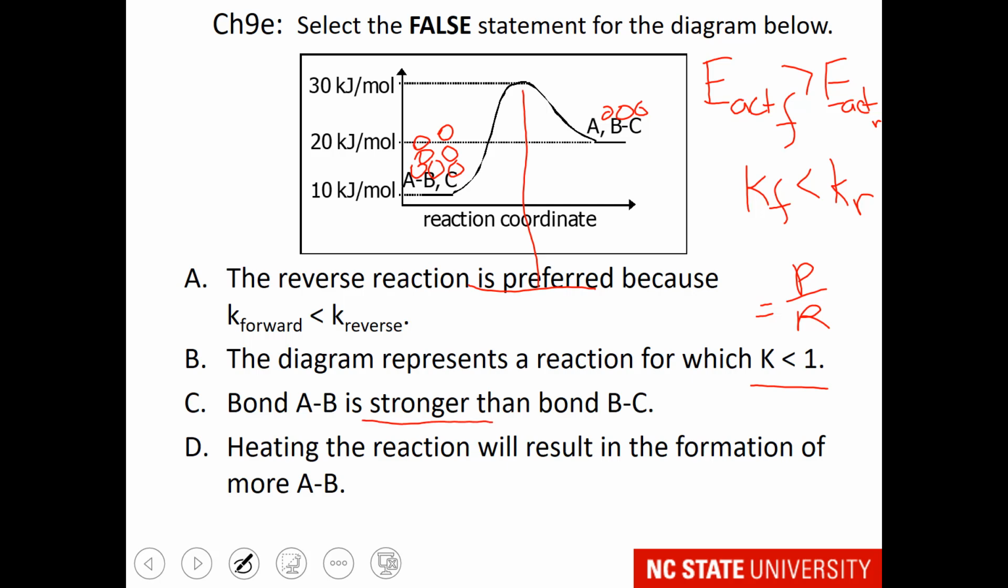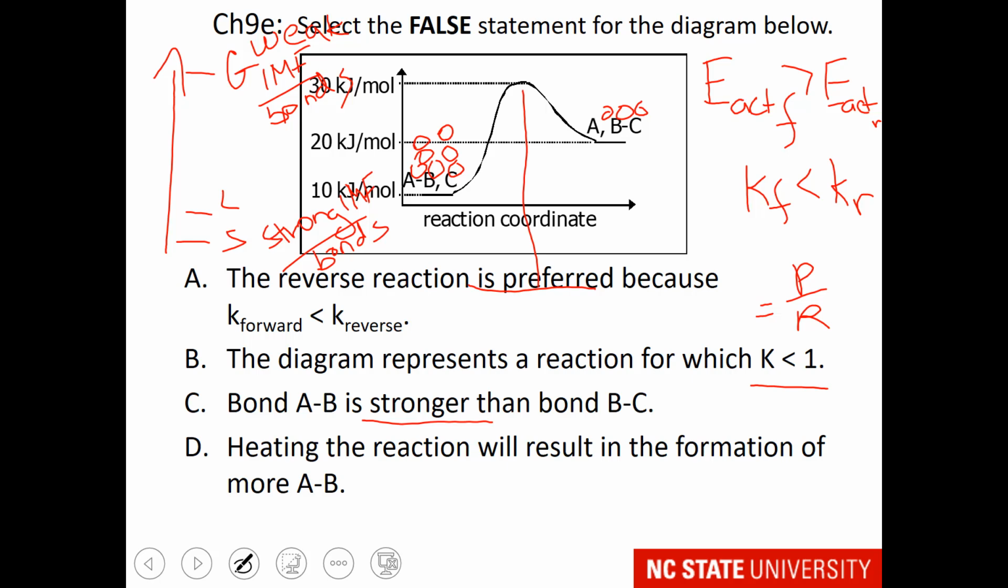For bond strength, remember that the lower in energy something is, the more stable and stronger it is. It may help you to relate this to what you already know about the relative enthalpy and entropy of solids, liquids, and gases. Solids have stronger intermolecular forces and bonds. They're at lower energy. Gases have weaker intermolecular forces, and weaker bonds are higher in energy.